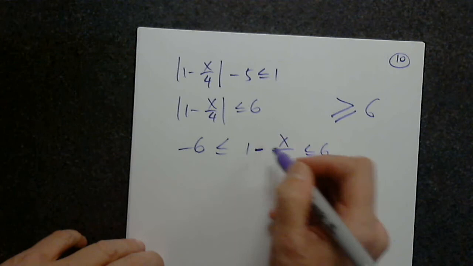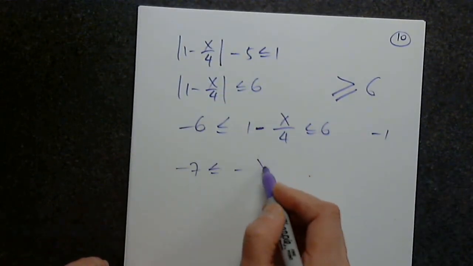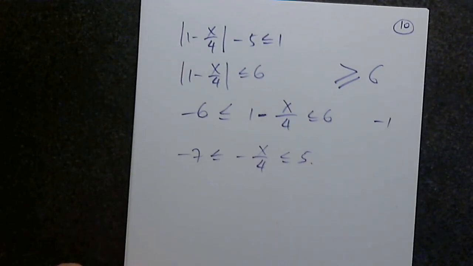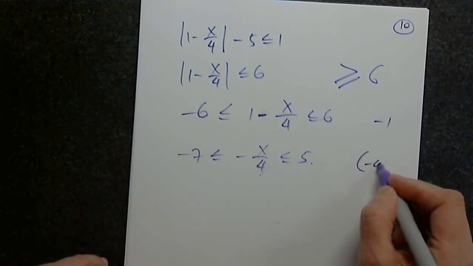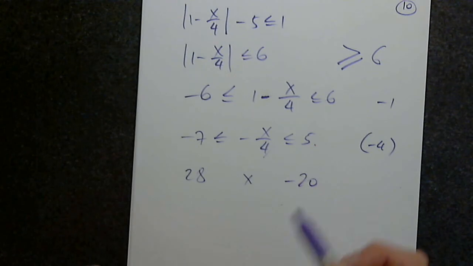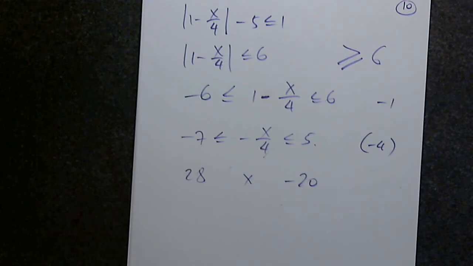So of course, I'm going to subtract 1 from all three sides. -7 less than or equal to -x over 4 less than or equal to 5. And of course, I have to get rid of -4. So when I multiply by -4, I get 28, I get x, and I get -20. You understand it will be silly to keep the same inequality symbol.